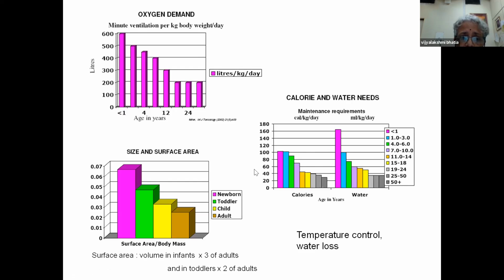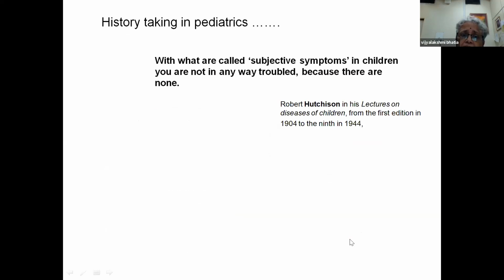And the relationship between surface area and body mass, the surface area to volume ratio, is about 3 times higher in an infant and 2 times higher in a toddler as compared to adults. And this has a bearing upon temperature loss. We know that the greater the relative surface area, the greater the temperature loss, water loss, and therefore the more difficulty in temperature control and many other things.